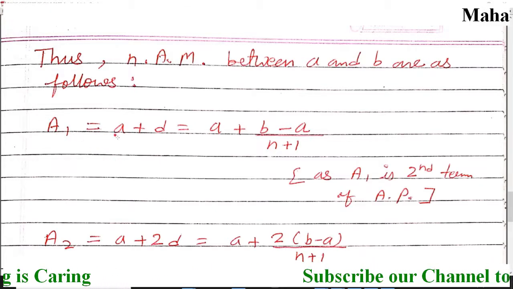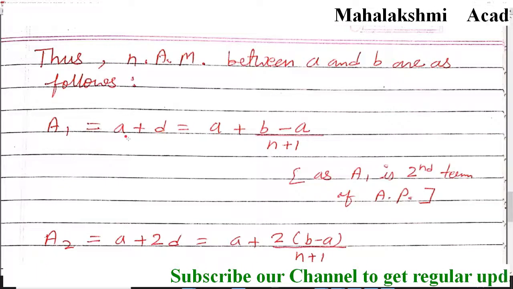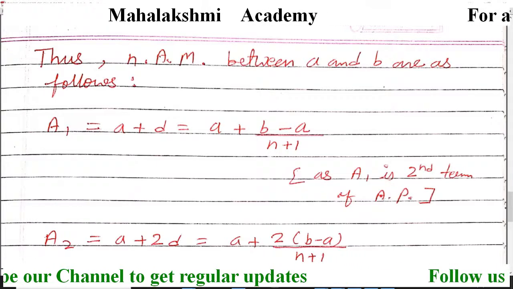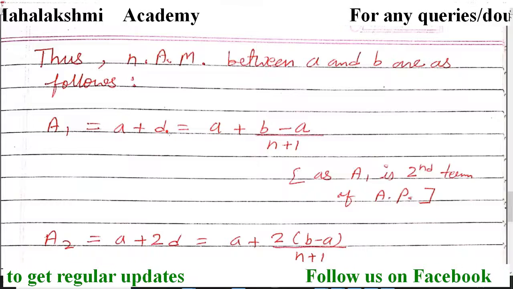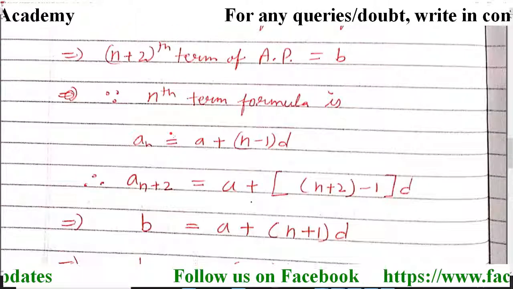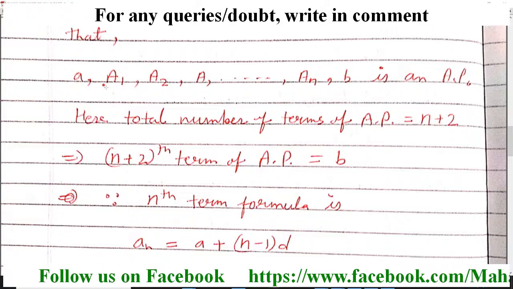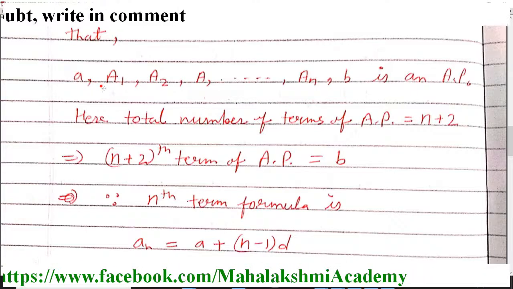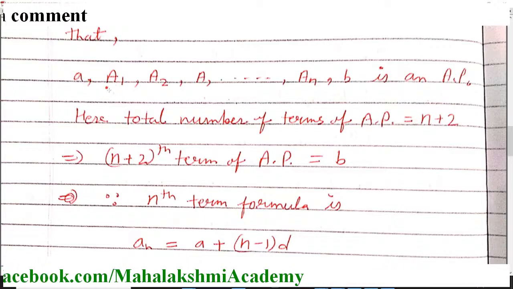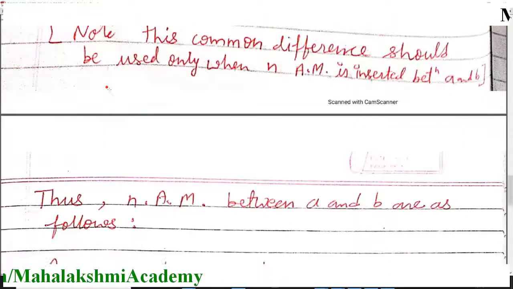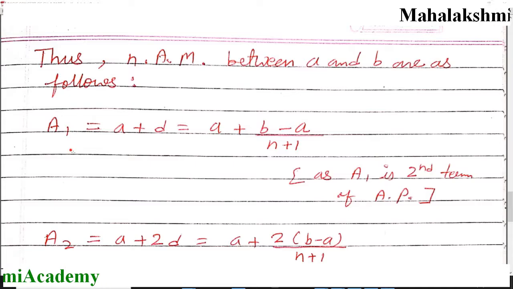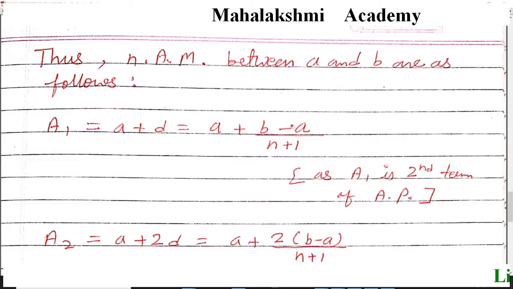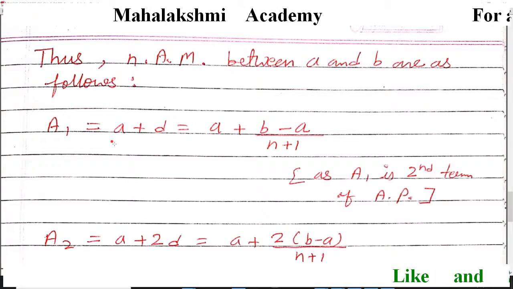A1 is going to be a plus d, because the first term is a, so the next term is going to be a plus d. Here A1 is the second term of an AP, that's why a plus d came. You just see here, the first term is a and the second term is A1. So to get the second term, in this a we have to add d. So A1 is going to be a plus d. From the series we are concluding it. Now d's formula we will write here, that is b minus a upon n plus 1. So this is the formula of A1.